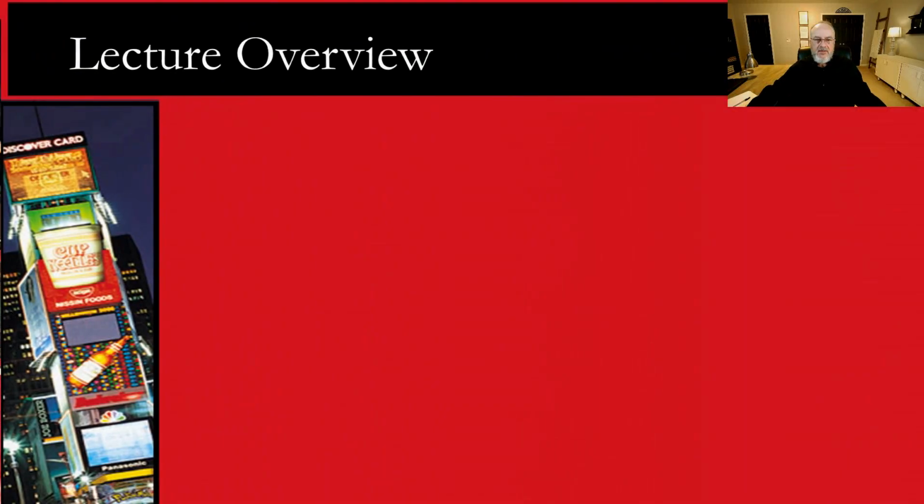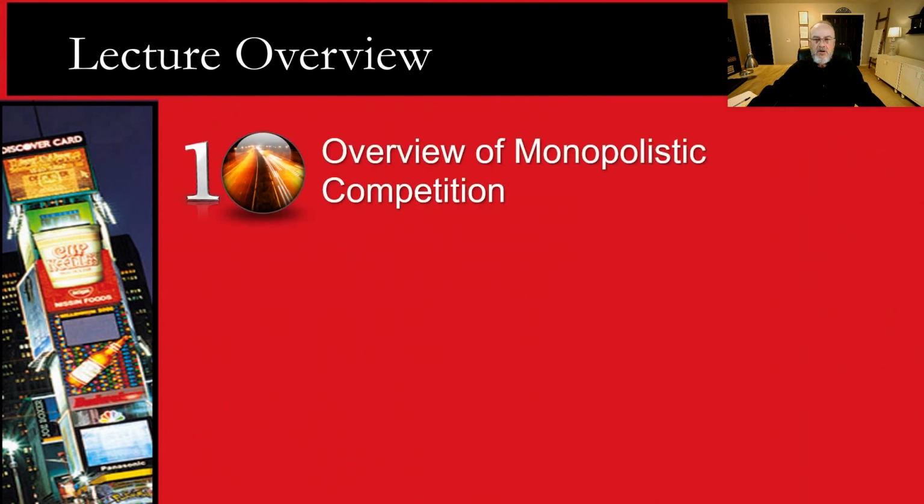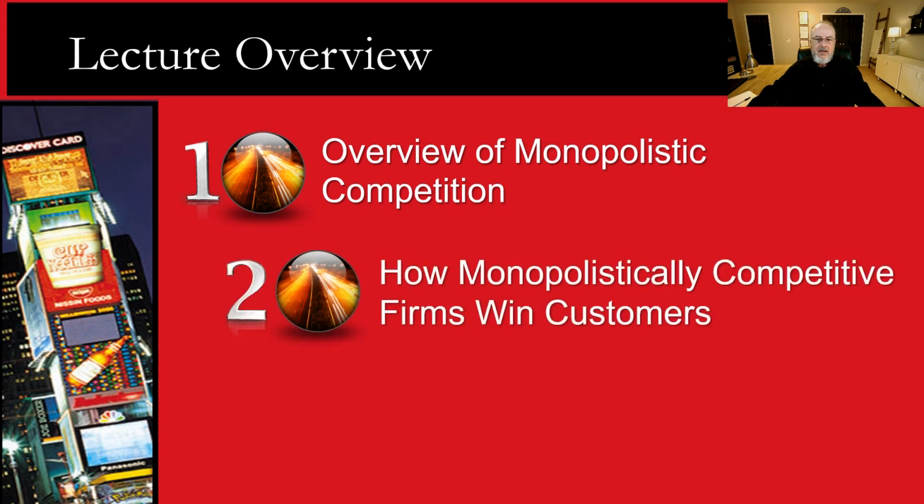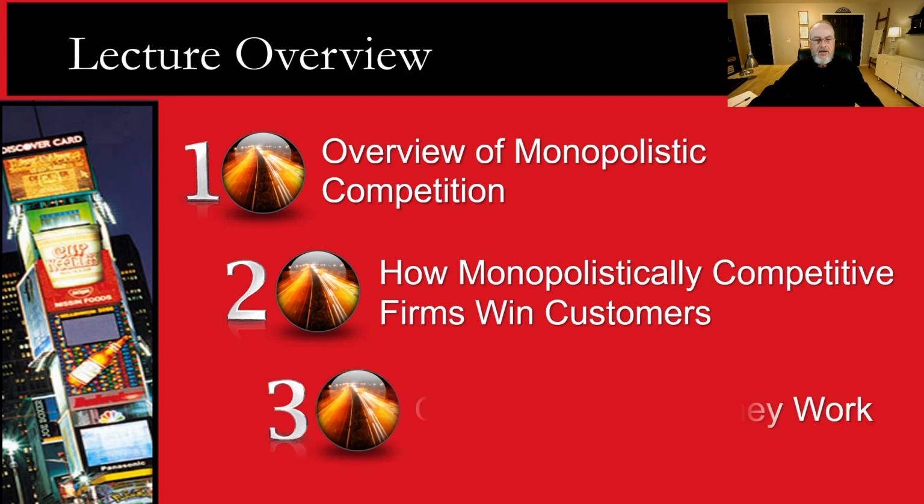So what do we want to talk about today? First of all, we want to talk about monopolistic competition. What is it? Let's define it and talk a little bit about it. And then we want to talk about how monopolistically competitive firms win customers. So when firms are in this type of market structure, how do they win customers to themselves over others? And then thirdly, we want to look at oligopolies and ask, what are they and how do they work?